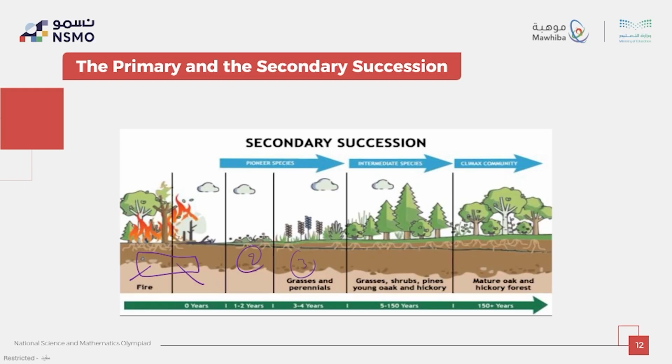Stage number 4, intermediate species. It takes from 5 to 150 years. More plant diversity appears. Trees that love sunlight grow first, followed by others. Stage number 5, climax community. It's more than 150 years. A stable mature forest forms again with oak and hickory trees. In summary, secondary succession is faster because the soil is already present.